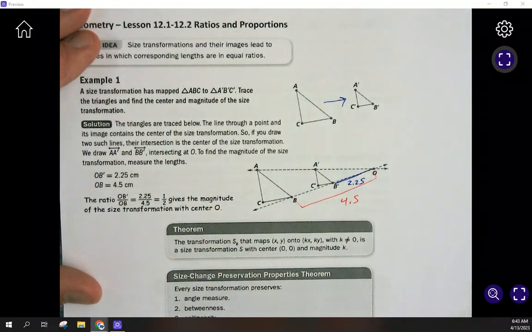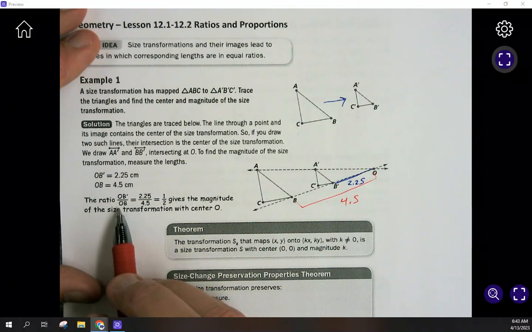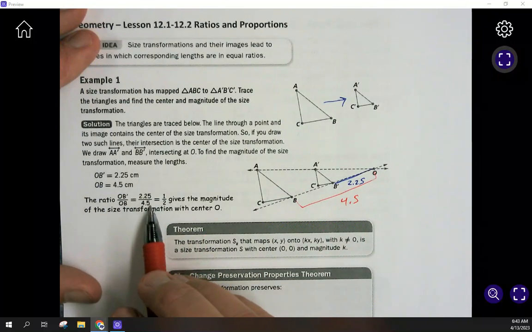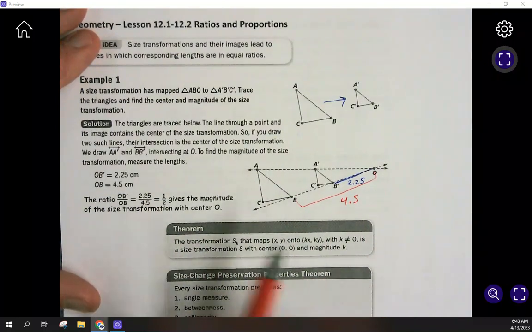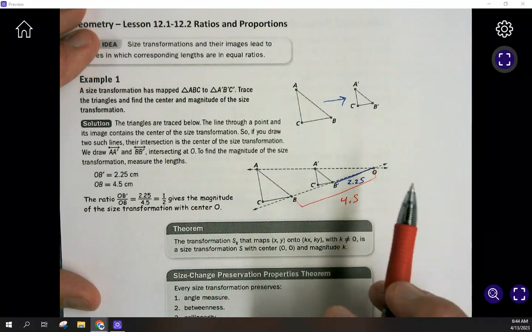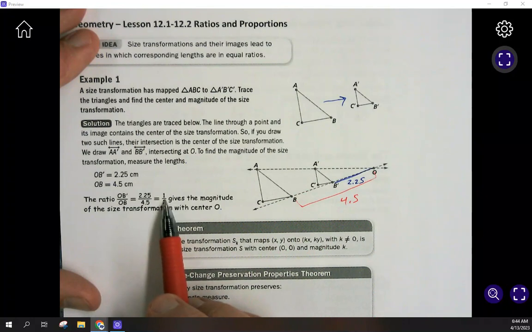And so we're going to go ahead and set up a ratio and compare those two. Okay, and they've got that set up here. If I'm going to compare the distance from O to B prime and the distance from O to B, I set up those measurements that I've taken there, simplify that fraction. You can do that in your calculator, and that actually is exactly 1/2. 2.25 is exactly half of 4.5. If I double it, I get 4.5. So that tells me that this size transformation was exactly 1/2.